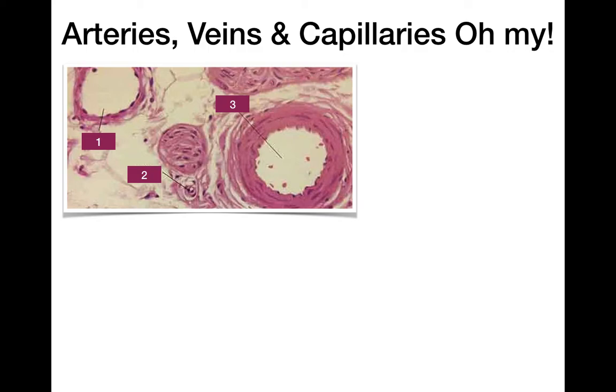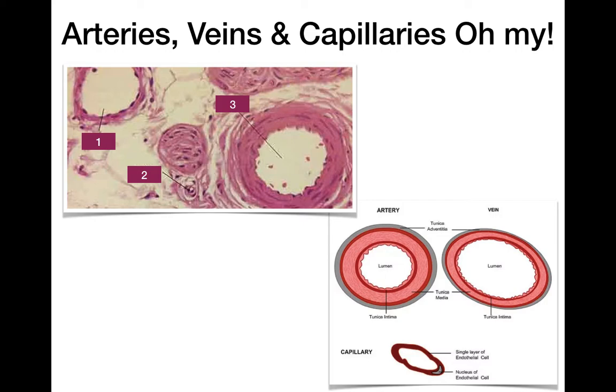Okay, so here are 3 images. These are all blood vessels. I want you to take a look and figure out which one is a vein, which one is an artery, and which one is a capillary. The opening, the center of a blood vessel, is called the lumen. The word came back to me, guys, I remember. If you need help, here's a little diagram.